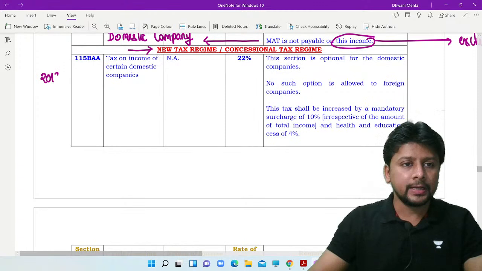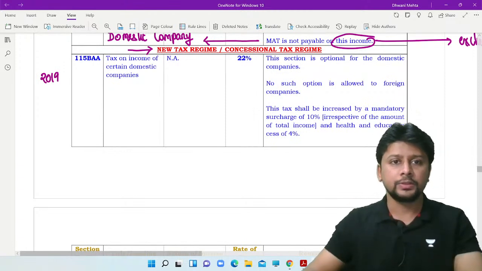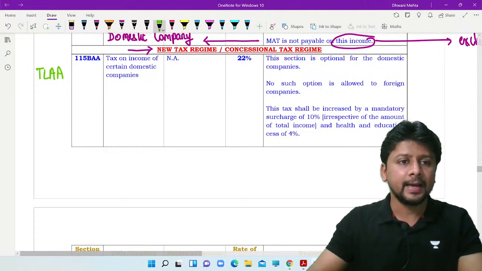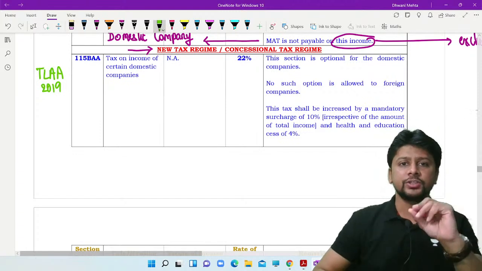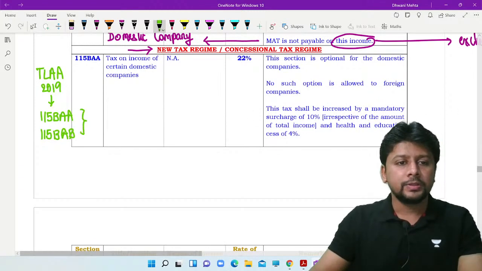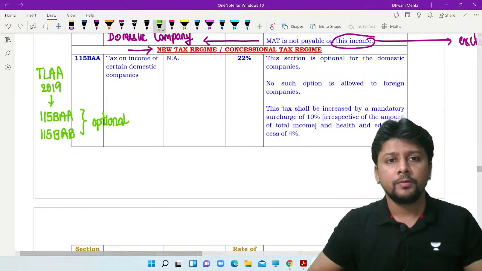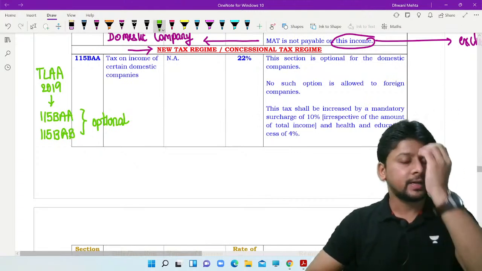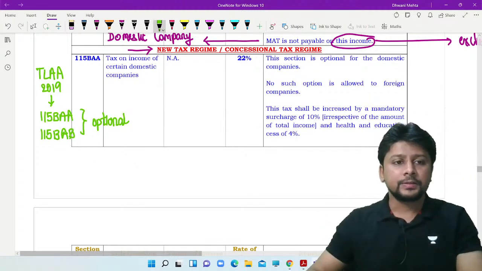So in 2019, after the budget was announced, a separate law was created, the Taxation Laws Amendment Act, in which two sections were introduced for the benefit of companies: 115BAA and 115BAB. Both these sections were treated as optional. A company could opt for one of the two sections and pay tax at a slightly lesser rate of tax.